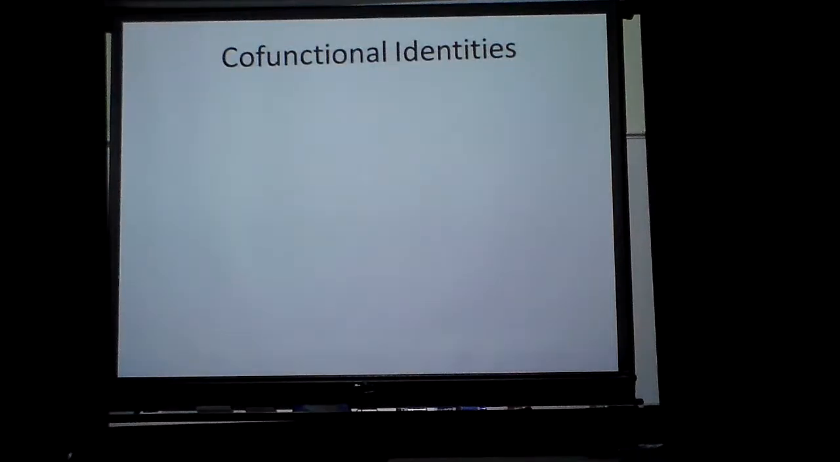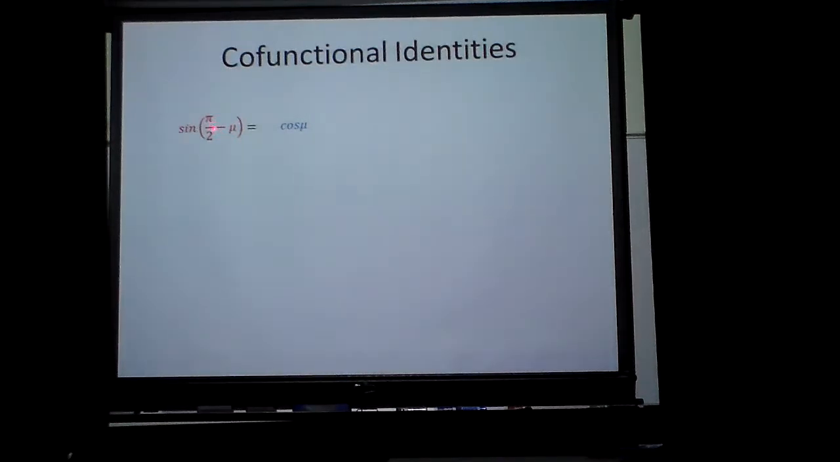All right, now we're going to talk about cofunctional identities. And the first one is sine of pi over 2 minus u, which basically thinks about this: if this is an angle, if you have 90 degrees and you subtract the angle, it's equal to the cosine value. Think about it. It's like your alpha angle.